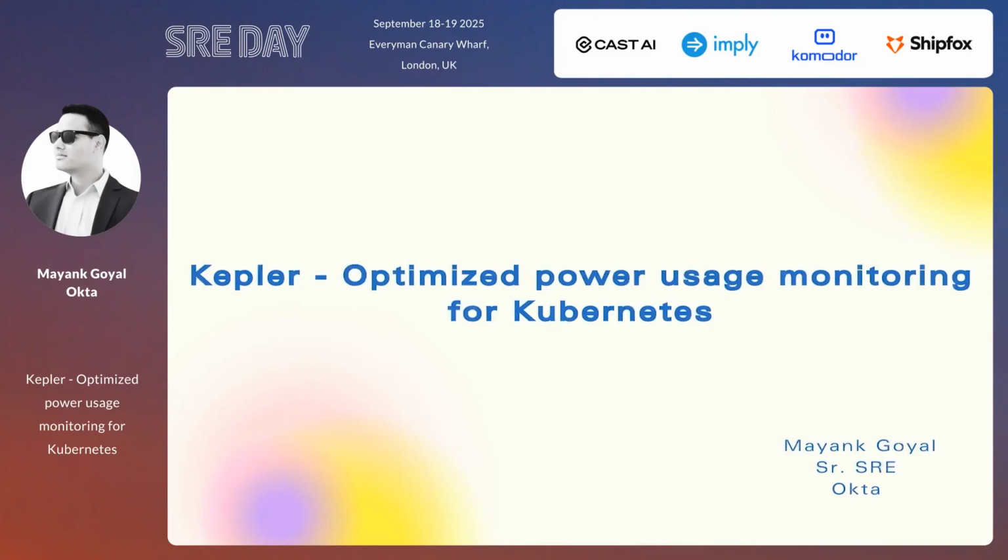I am Mayank. In today's session, we'll talk about Kepler. It's a power usage monitoring tool for Kubernetes. So we can monitor the power usage for our processes, containers, and pod-level power usage using Kubernetes. So let's get started.